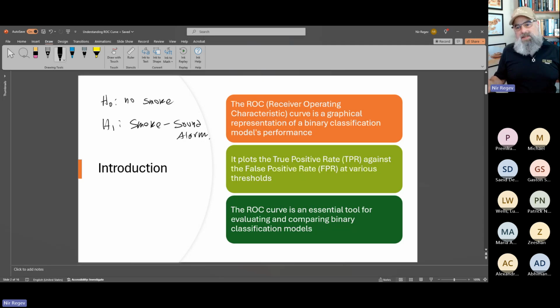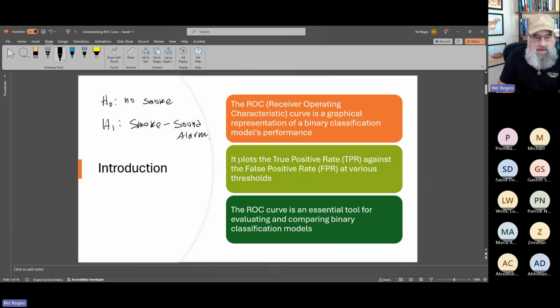And these errors are connected to each other by way of the ROC curve. And we will see that these errors are increasing and decreasing together. Okay. So the ROC curve is an essential tool for evaluating and comparing binary classification models. Now, how do we do that?